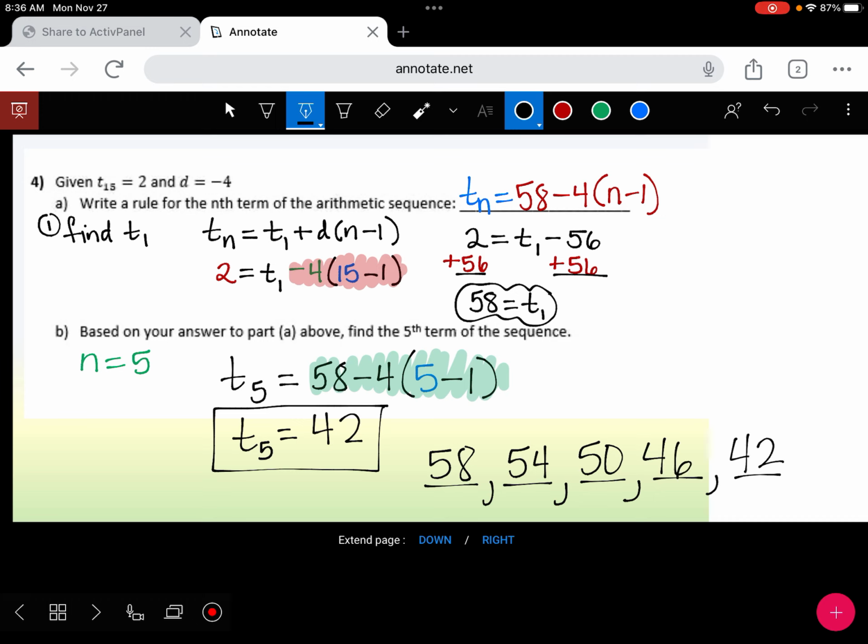So we just verified that. So if I start at 58, 58 is the first number. The 5th number would be 42. Except we did that using our formula instead of doing it the manual way. All right.